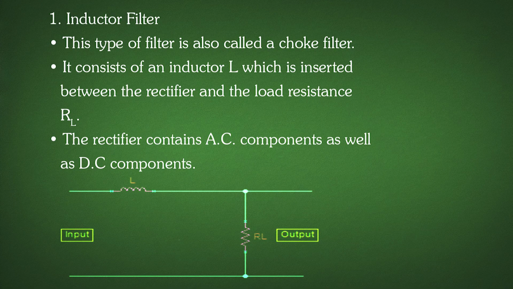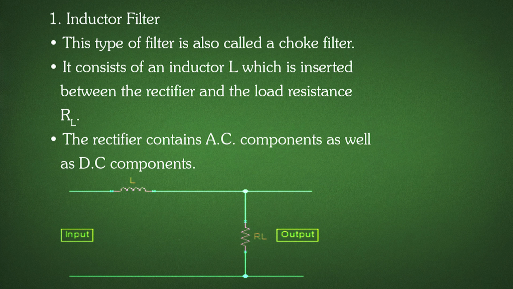This type of filter is called a choke filter. It consists of an inductor L which is inserted between the rectifier and the load resistance RL. The picture shows the load side having the resistance RL. Before the load, an inductor is connected in series. The output from the rectifier is passed through the inductor and then given to the load. So, an inductor connected in series forms an inductor filter, also called a choke filter.